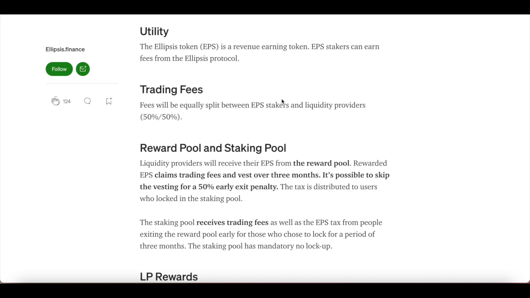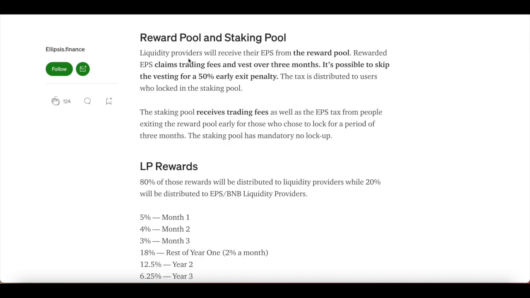Now, utility wise, the Ellipsis token is a revenue earning token. The EPS stakers can earn fees from the Ellipsis protocol. Trading fees will be equally split between the EPS stakers and liquidity providers, 50-50%. There's a rewards pool and staking pools.